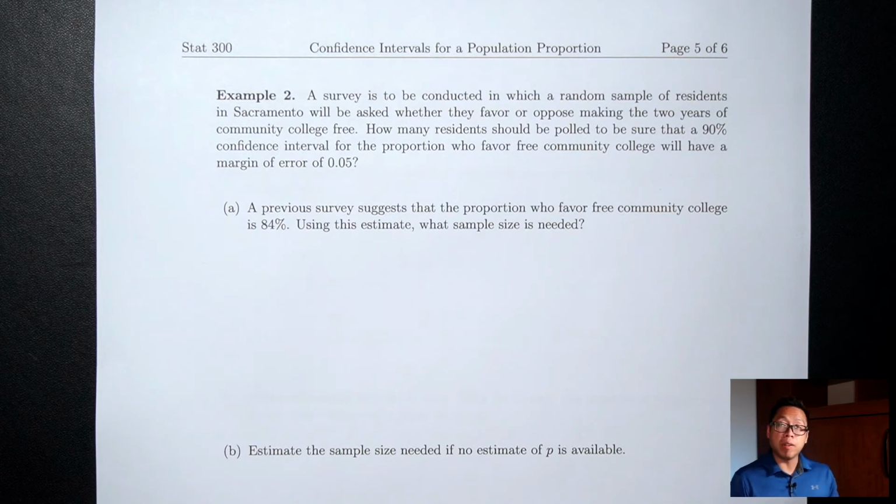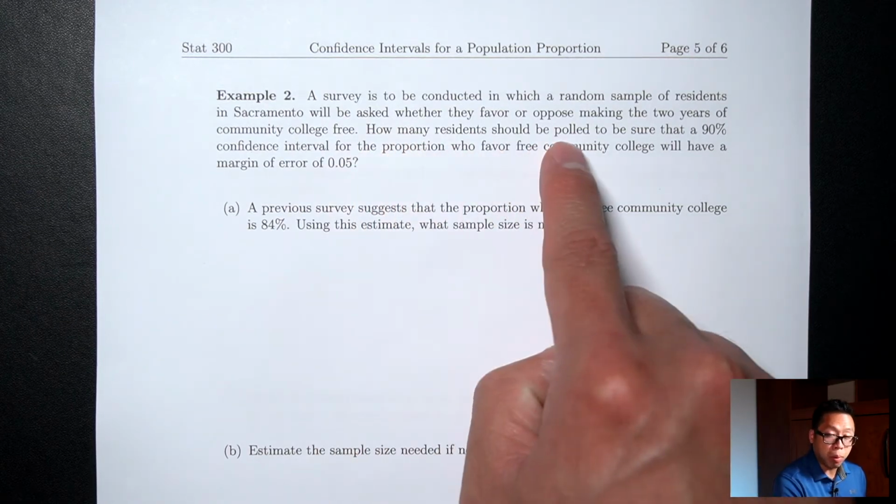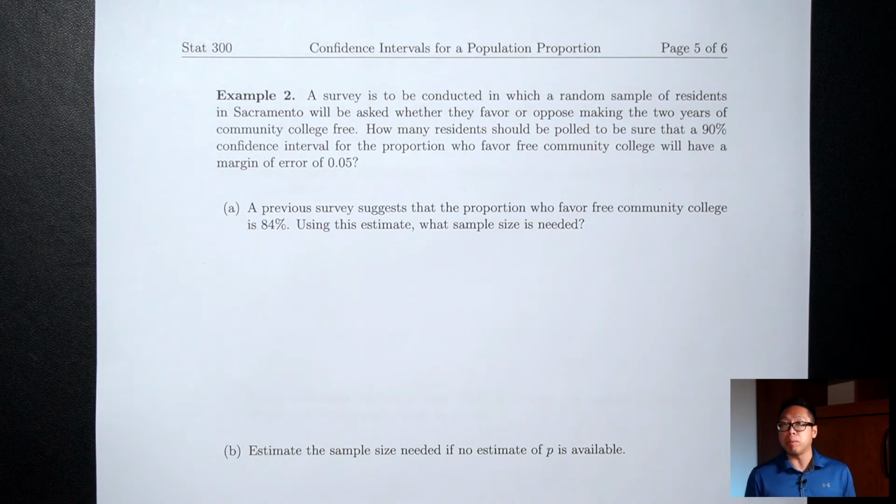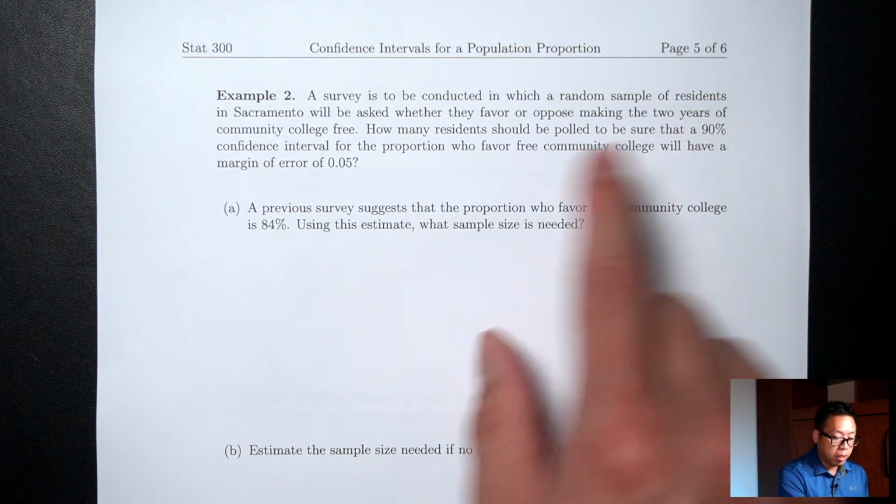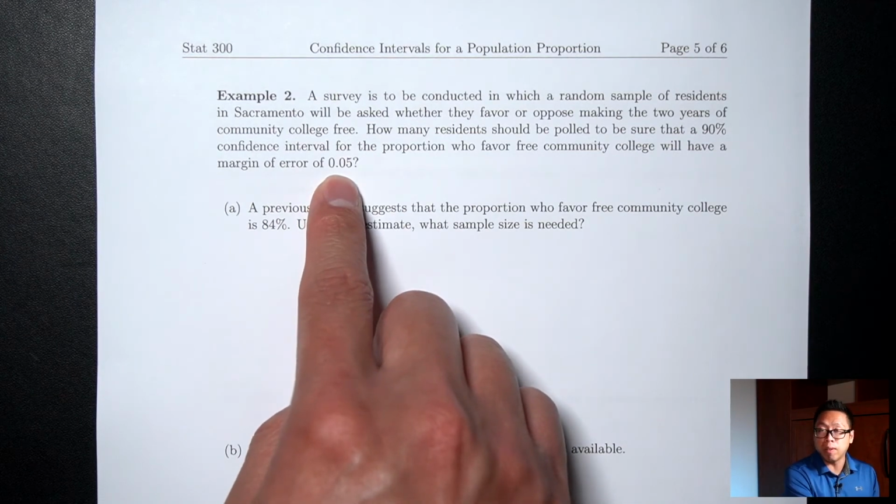Now this example differs from example 1 that we just did. In example 1, we were asked to find a confidence interval. This example is asking for how many residents should be polled. In other words, it's asking for a sample size. So this represents something you would do in the planning stages of a study. So you're trying to plan out how many people you should include in your sample so that when you do a 90% confidence interval, you'll get a margin of error of 0.05.